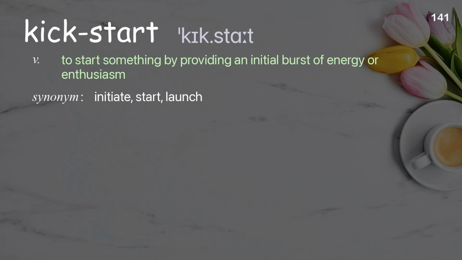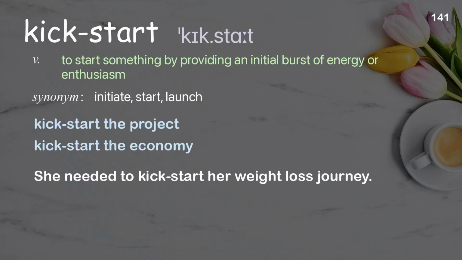Kickstart. To start something by providing an initial burst of energy or enthusiasm. Examples: Kickstart the project. Kickstart the economy. She needed to kickstart her weight loss journey.